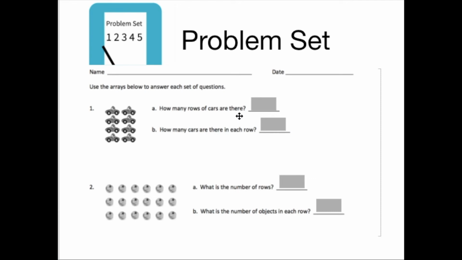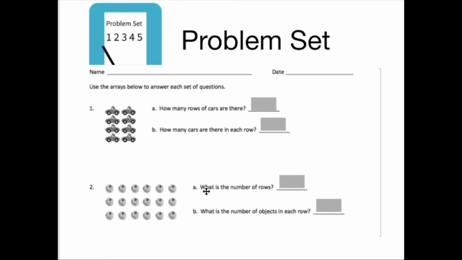How many rows of cars are there? So we're looking at picture A and we're going to answer how many rows of cars are there. B. How many cars are there in each row? So I have this many cars and I want to know how many cars are there in each row, just one row. Number 2, I'm looking at a new picture now. These look like objects, oranges maybe.